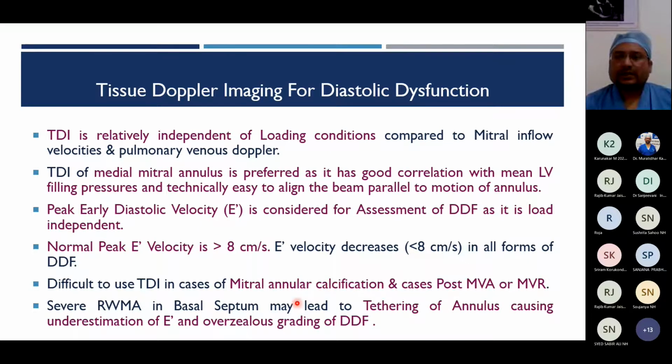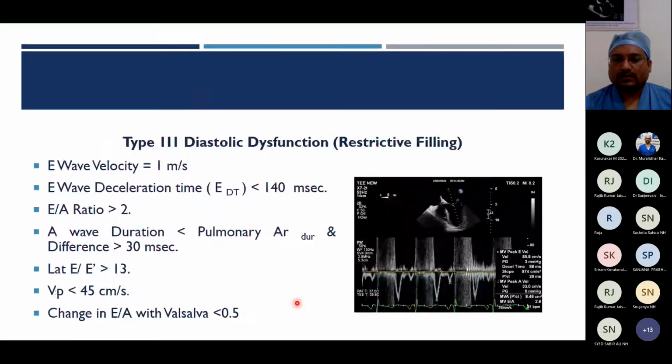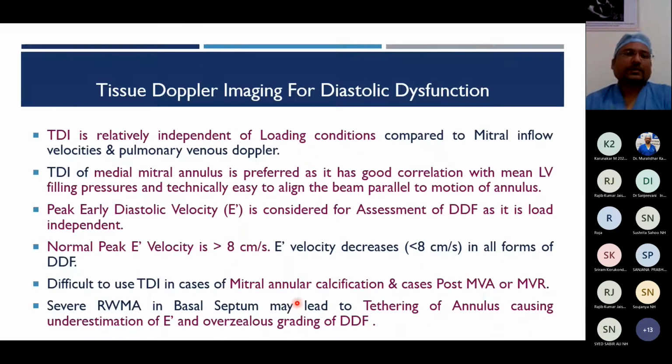It is also divided into fixed and reversible patterns, but the differentiation doesn't make too much sense because the treatment remains the same. So coming to tissue Doppler imaging for diastolic dysfunction, TDI is relatively independent of loading conditions compared to the mitral inflow. So TDI of the medial mitral annulus is preferred, which has a good correlation with the mean LV filling pressures and is technically easy to align the beam parallel to the motion of the annulus.